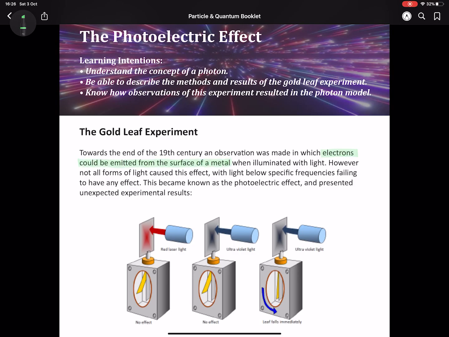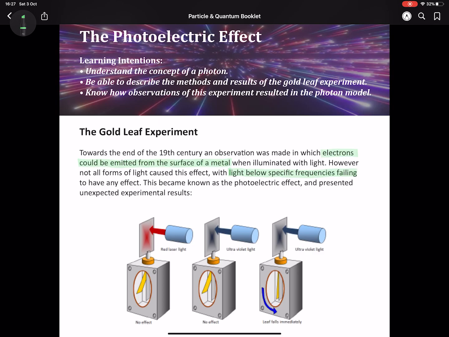Now, as the wave theory of light was the main theory of light, it was believed that any light source used would eventually work. But instead, what they observed was that only light above certain frequencies actually worked.